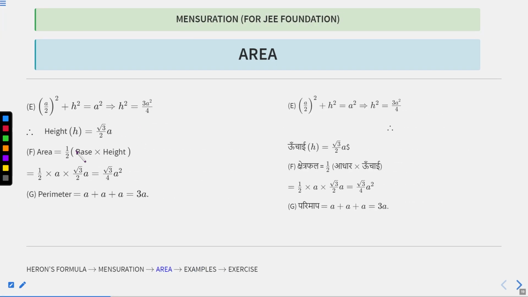Okay, and the perimeter is quite simple because all of the sides are equal. So the perimeter adds up to 3a. Area is this, and height I have already calculated for you. I hope all these things are very clear to you.